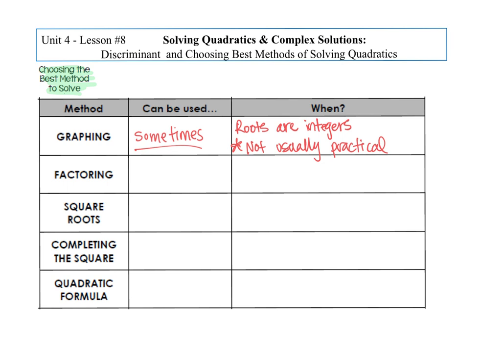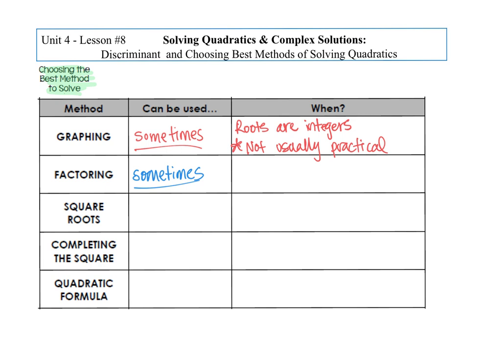Okay, so the next method we had was factoring. So that was the 1, 2, 3 factor tree. It's our GCF, it's our difference of squares, and some of you still really hate factoring. Now, keep in mind, can factoring be used all the time or just sometimes? It's another sometimes. It does not always work. Not everything can be factored. Okay, so there are some equations that are prime, not factorable.